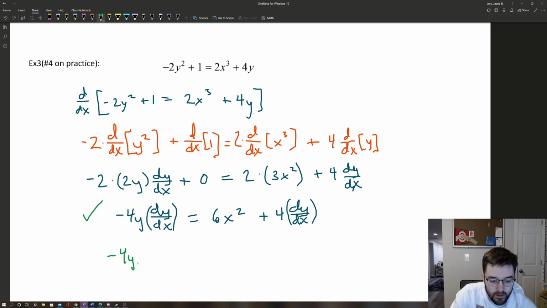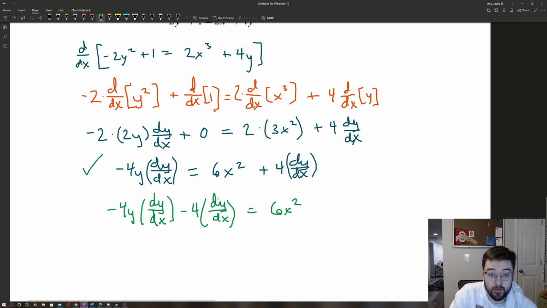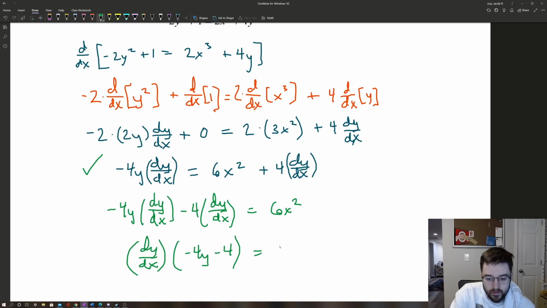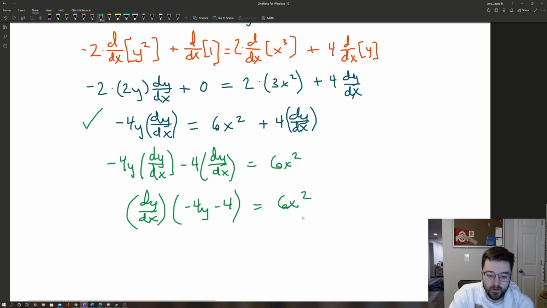So what I'm going to do is I'll have my negative 4y, and I like to put parentheses with my dy dx's so that they look like they're grouped together nicer. Minus 4 dy dx equals 6x squared. And then what I'm going to do is I'll factor away a dy dx from everything on this left side of the equation. So what I'm left with after factoring that away is negative 4y minus 4, and that's going to equal 6x squared. So that my dy dx is going to equal 6x squared over negative 4y minus 4.